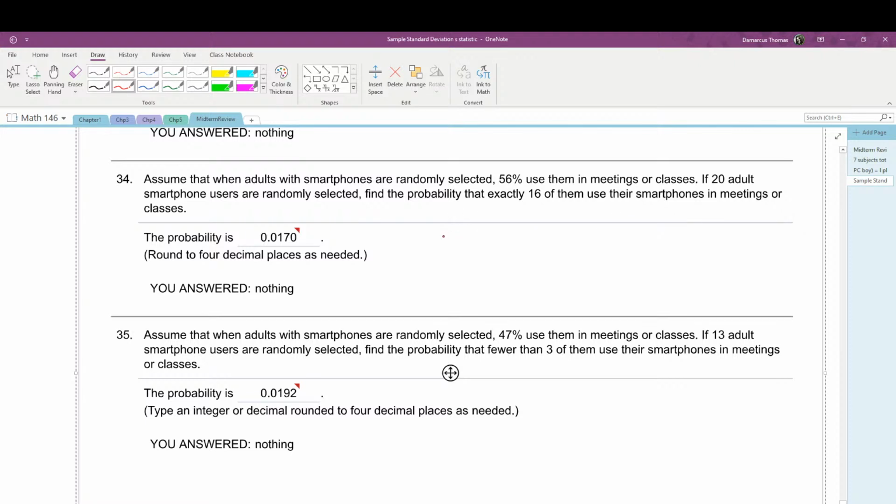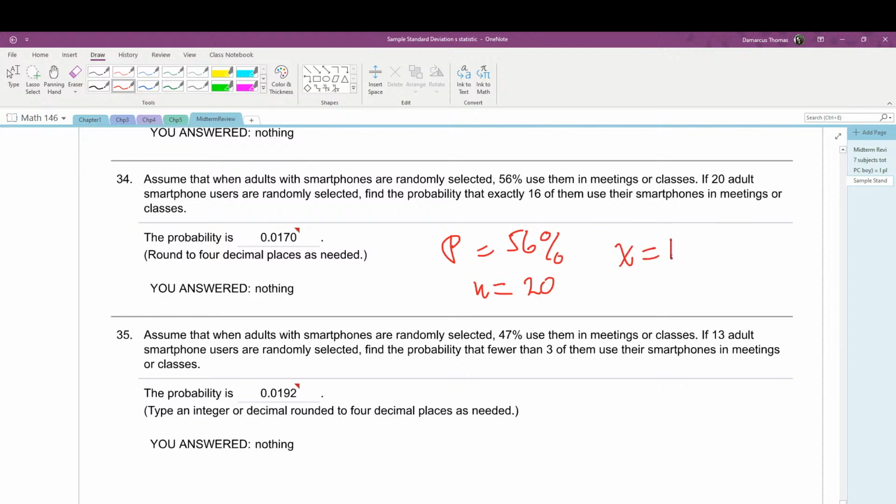All right? You either have a smartphone or you don't. They're independent and it's random. The probability of success is 56%. The number of trials is 16. Actually, 20. There are 6 people that got exactly right.